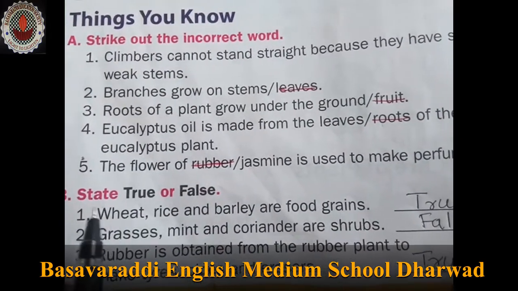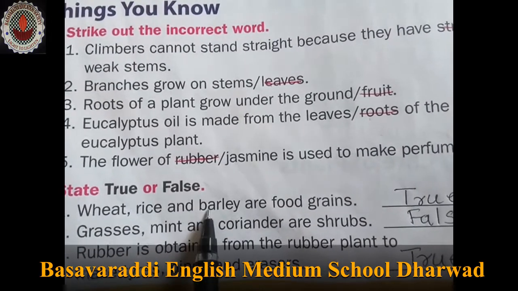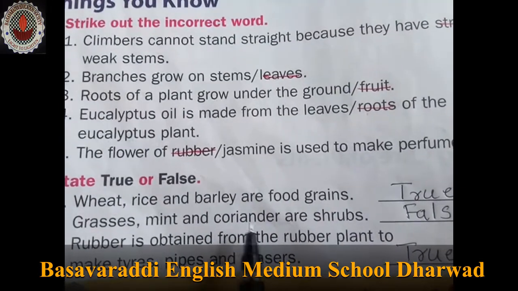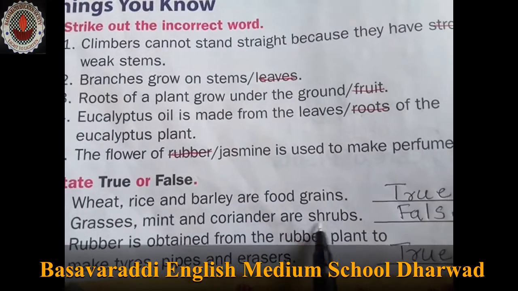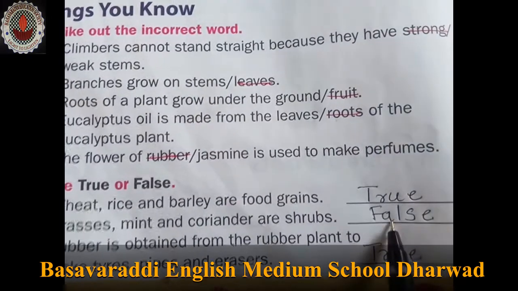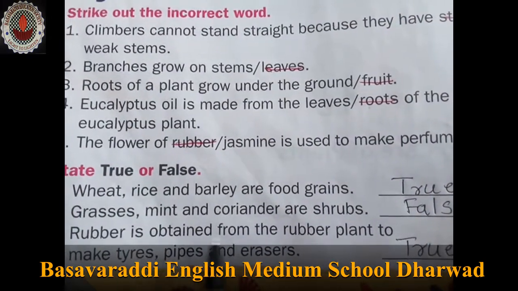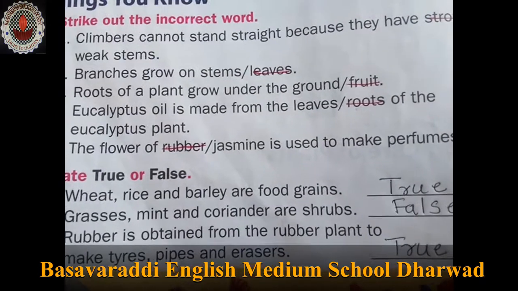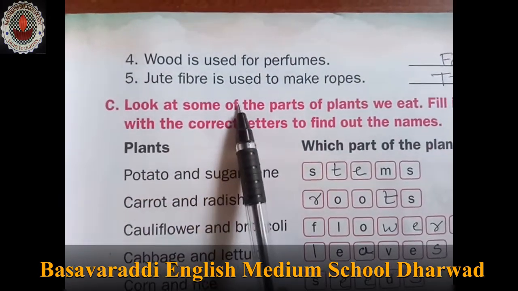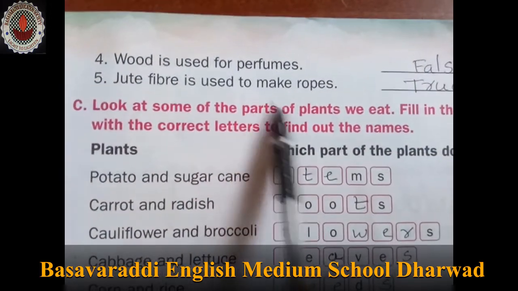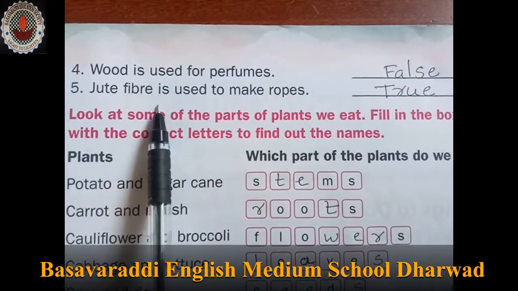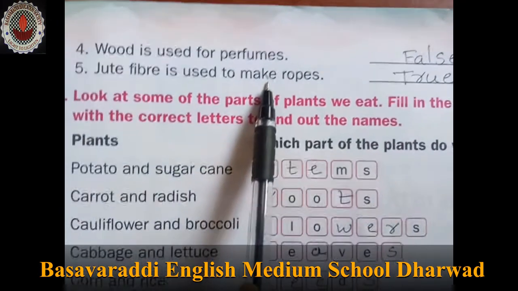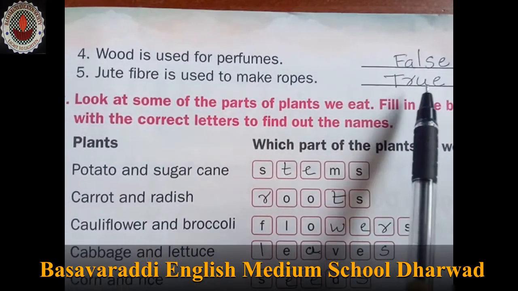True or false? B1. Wheat, rice and barley are food grains. Yes, true. Grasses, mint and coriander are shrubs. No, that is a herb. So it is false. Rubber is obtained from the rubber plant to make tires, pipes and erasers. Yes, true. Wood is used for perfumes. No, false. Jute fibers are used to make rope. Yes, rope, that is a thread. That is true. Correct.